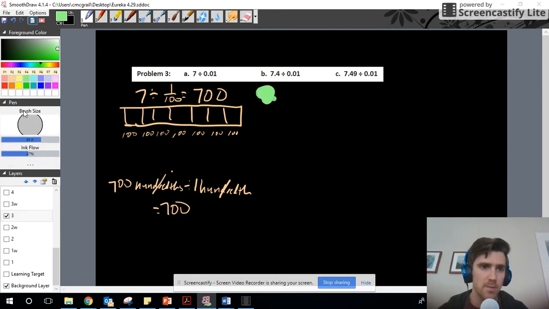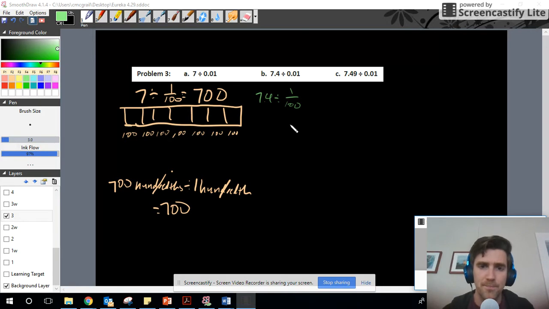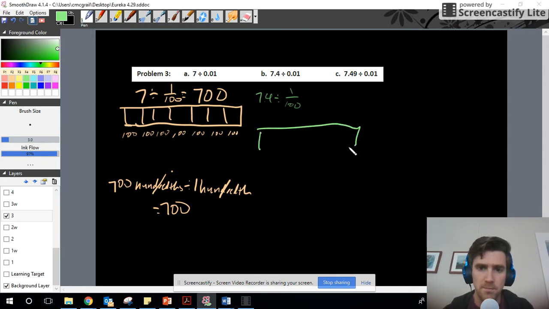For the next problem, it would be the same. It would be 7 and 4 tenths divided by 1/100th. So again, I would draw a tape diagram. And I know that inside each one, and then I'll put on 4 tenths at the end, it would be 100, 100, and I'm not going to write it all. 1, 2, 3, 4, 5, 6, 700. And then how many hundredths are in 4 tenths? Well, that would be 40. So my answer would be 740.